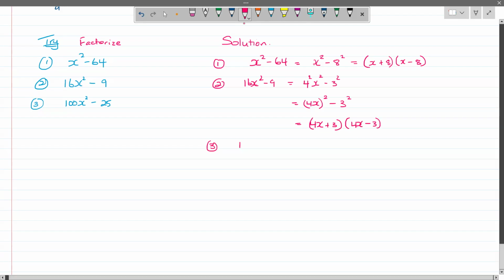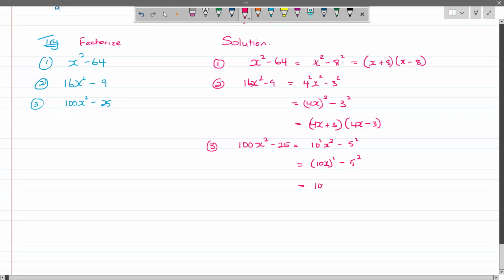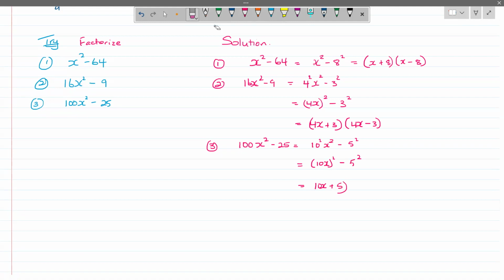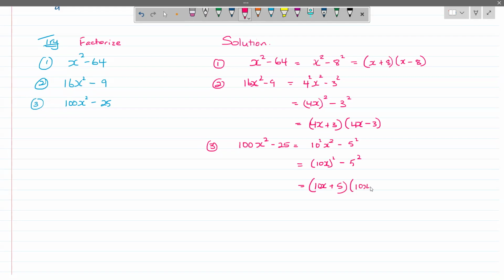And last one here, we have 100 x squared minus 25. We could write this as 10x squared, and this is our 5 squared. We could put these two in our bracket. We don't need to write the two squares there. And then clearly this is the difference of two squares. So we get 10x plus 5 and 10x minus 5. Yeah? And that's the difference of two squares, factoring the difference of two squares.